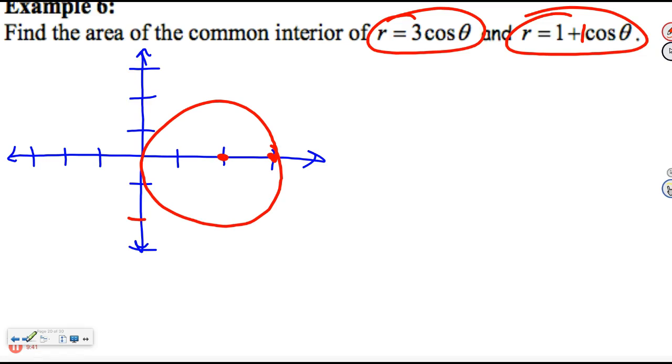At 0, you'd be at 2. At pi halves, you'd be at 1. At pi, you'd be at 0. And at 3 pi over 2, you'd also be at 1. So you'd be along that radial. So it's going to come around like this. Boom. Boom. How many of you drew the right picture?